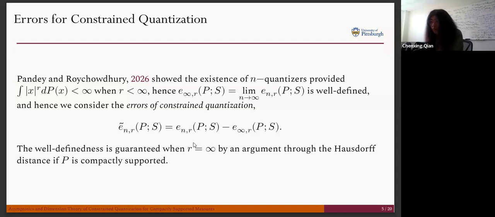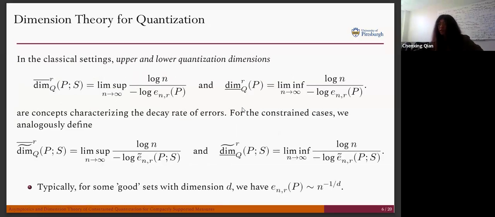For the case r equal to infinity, it's also well defined, but we need to use the Hausdorff distance. And so what's the next page?